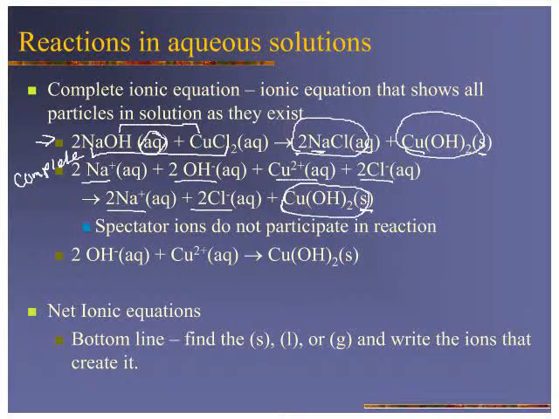So when we really come down to the bottom line, that's all net ionic equations are: the bottom line. What reacted to cause the product that you're seeing? If we cross out, you see the two sodium ions are identical on both sides. Like a math problem, you can cancel like terms. Your chlorines are identical on both sides. The only things left are your two hydroxides plus your copper to make your copper 2 hydroxide. And that is your net ionic equation.